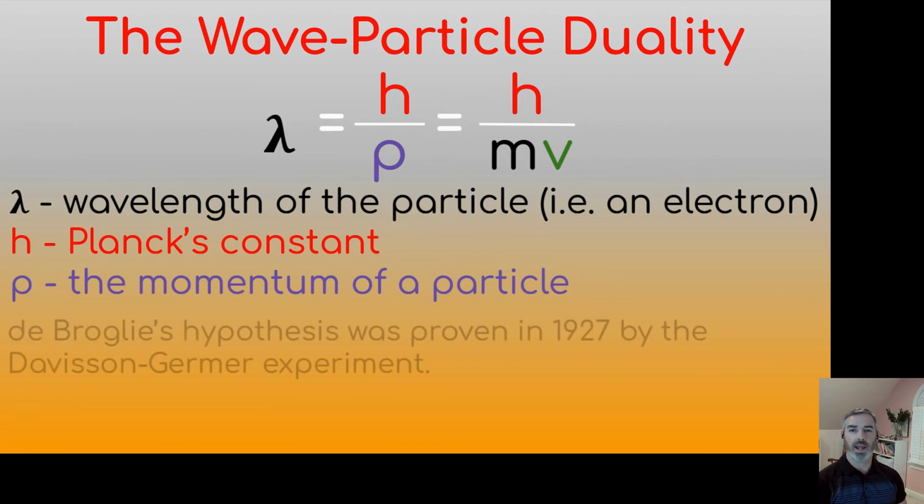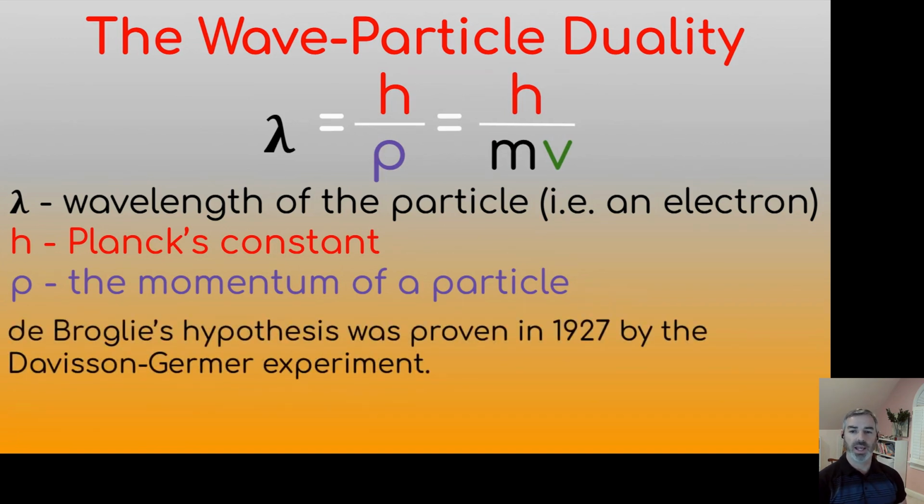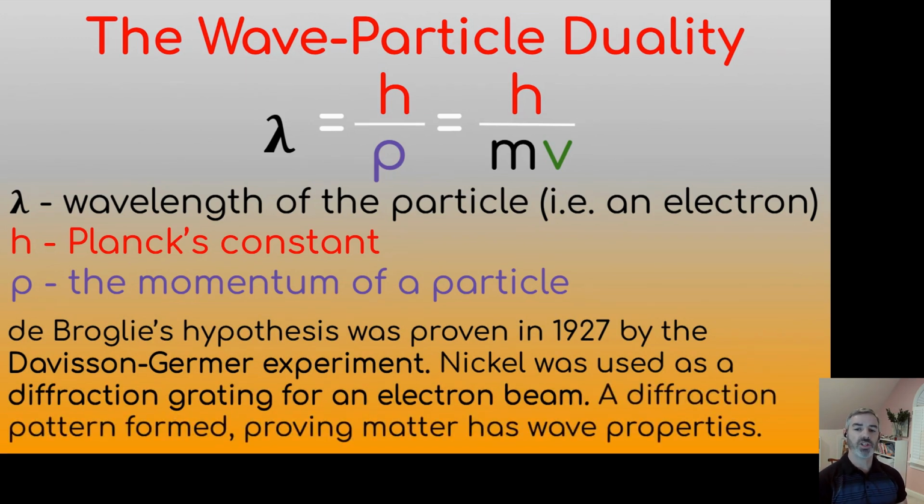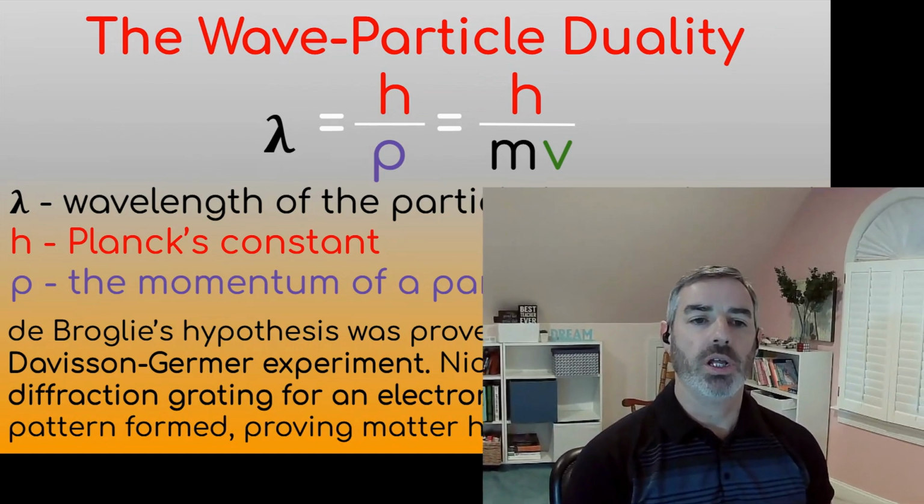Now, de Broglie just had a hypothesis, but his hypothesis was proven 3 years after his dissertation by the Davisson-Germer experiment, where nickel was used as a diffraction grating for an electron beam, and the diffraction pattern formed, proving that matter has both wave properties as well as particle properties. So this is an introduction to quantum theory and wave-particle duality.